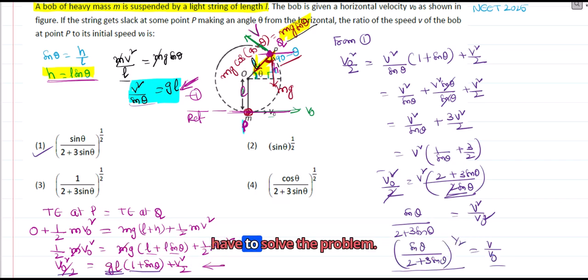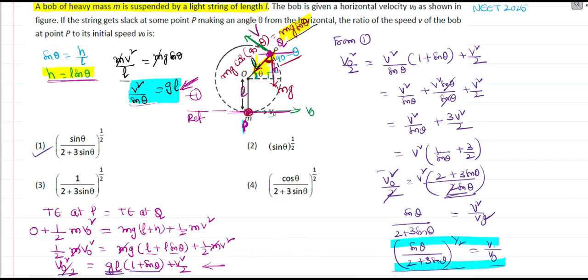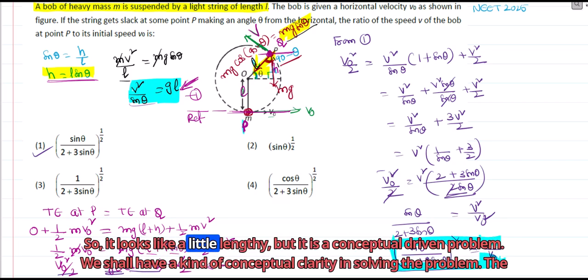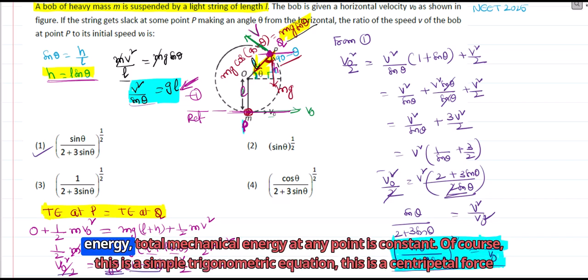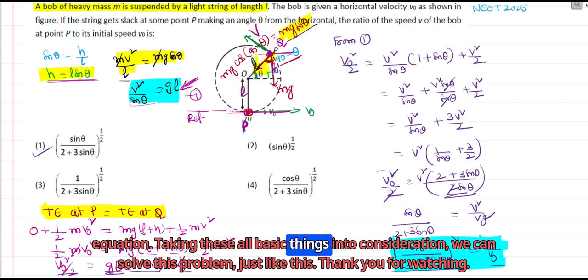So this is how I have to solve the problem. It looks a little lengthy, but it is a concept-driven problem. We shall have a kind of conceptual clarity in solving the problem. The most important concept is applying conservation of energy in a closed system when there is no loss of energy. Total mechanical energy at any point is constant. Of course, this is a simple trigonometric equation. This is a centripetal force equation. Taking all these basic things into consideration, we can solve this problem just like this.